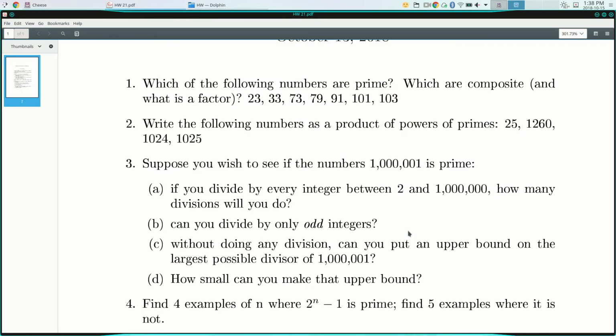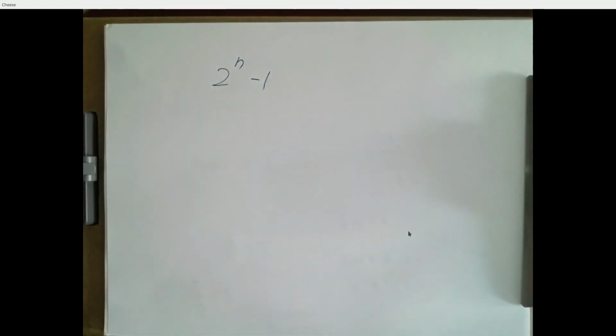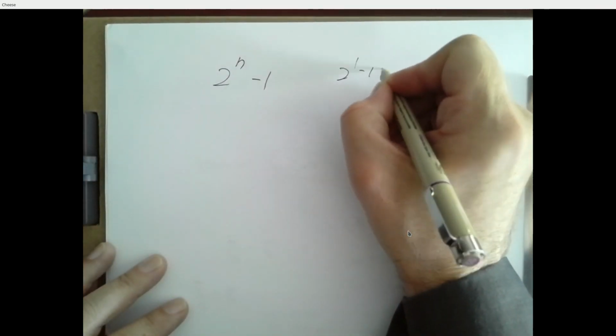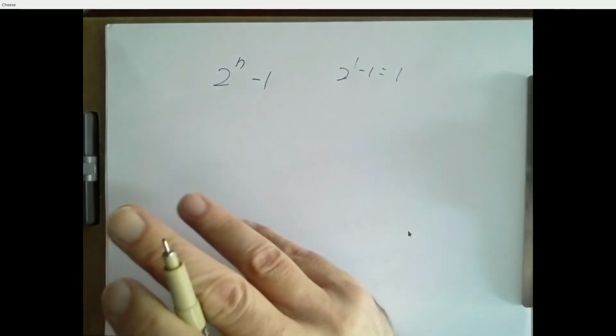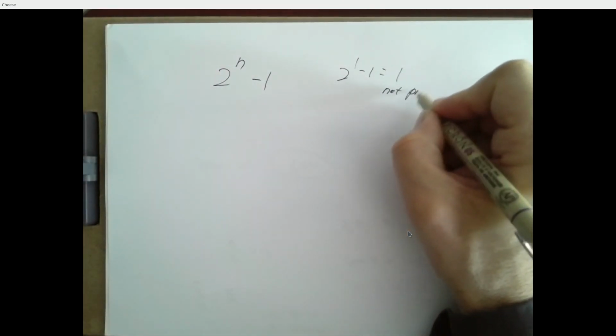All right, so let's take a peek at question 4, which was looking at primes or numbers of the form 2 to the n minus 1. And so some of you got to this point. So 2 to the 1 minus 1 is 2 minus 1, which is 1. 1 is not considered prime, just by definition, primes have to be bigger than or equal to 2.